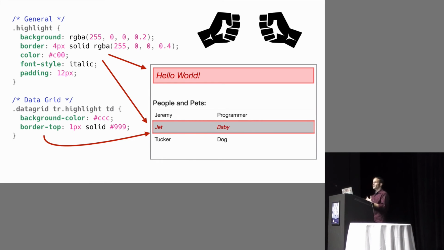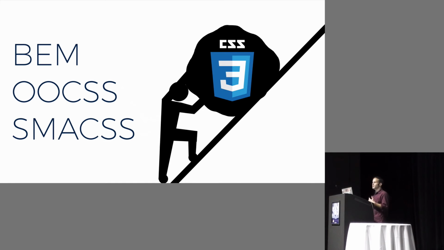Well, what's the problem here? We're going to have a conflict where that global highlight is going to affect one thing, but it's also going to affect our data grid as well. And so we can fix these issues, obviously. We can apply things like BEM, object-oriented CSS, or SMACSS, but I would contend that we're putting a lot of mental burden on ourselves that we may not necessarily need to.